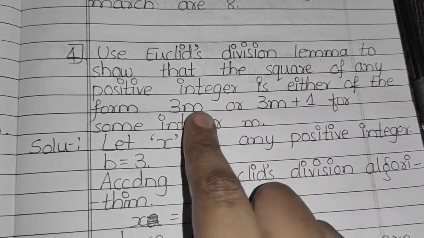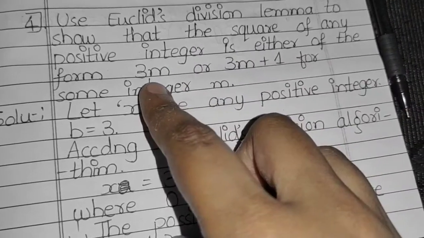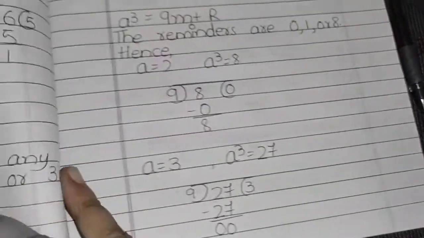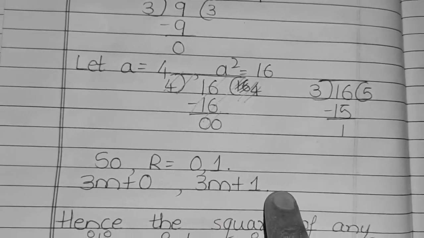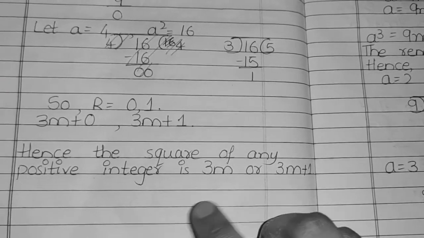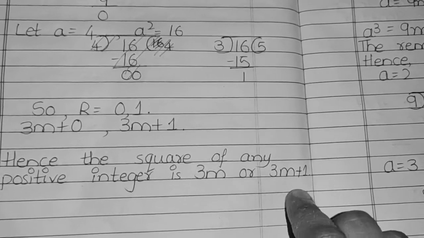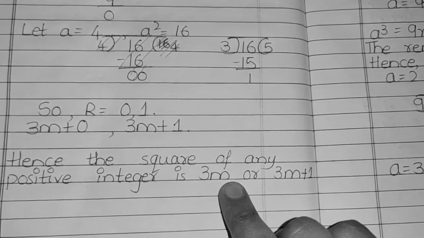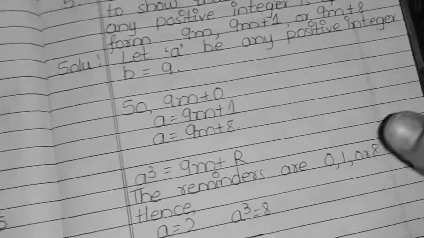So in the question they had told us that you have to prove that any positive integer is either of the form 3m, that means 3m plus 0, or 3m plus 1. As we have solved these 3 examples, I have proved it. Hence the square of any positive integer is 3m or 3m plus 1. There is no need of writing plus 0 over here. You can write down this much. I hope you have understood this sum.